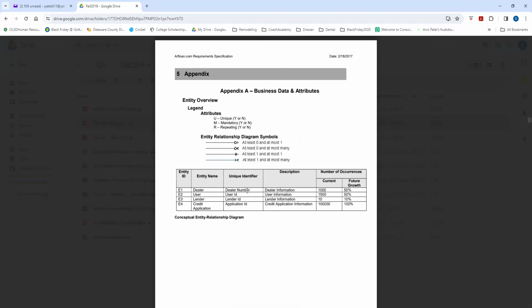So dealer is going to have a dealer number or franchise number. User is going to have a user ID. Credit application is going to have an application ID. What it kind of contains. Okay. How many of those are expected to be stored in the database? So you can do some sort of design and database requirement computation. And what is the growth expected over X number of years?